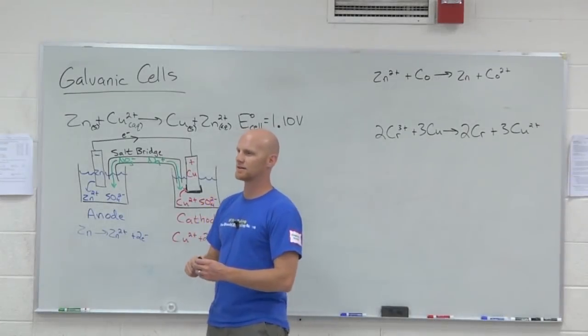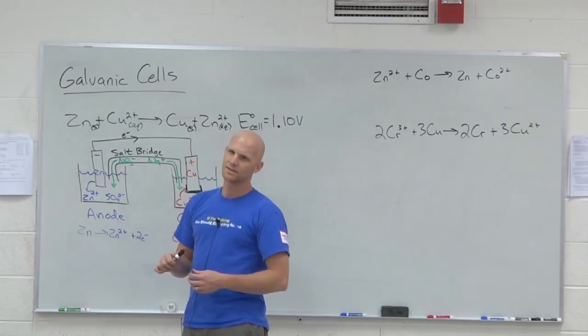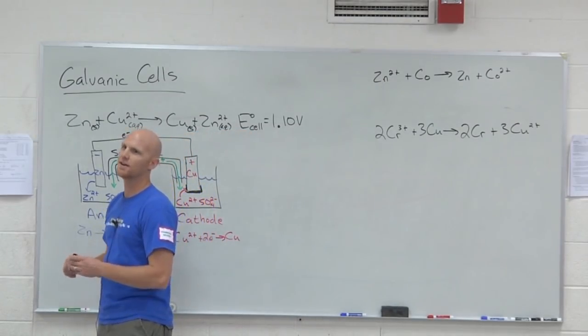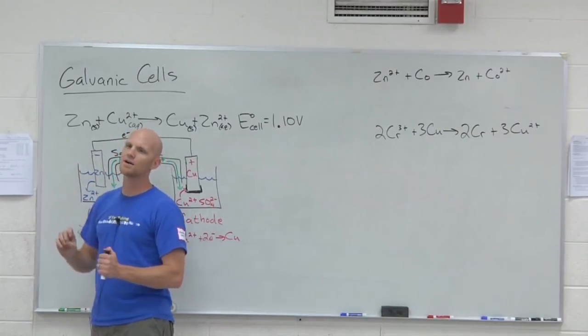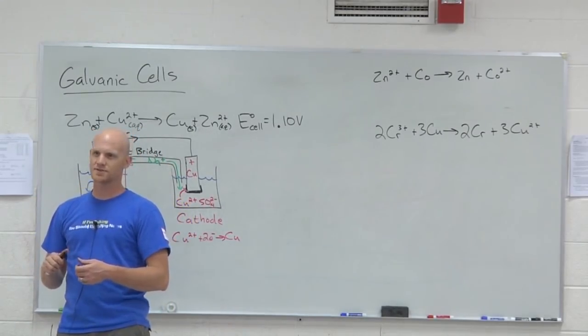Let's have a little fun here. If you look on the back page, on the right-hand side is a big text box. In that text box is what we call a table of reduction potentials. A table of reduction potentials.